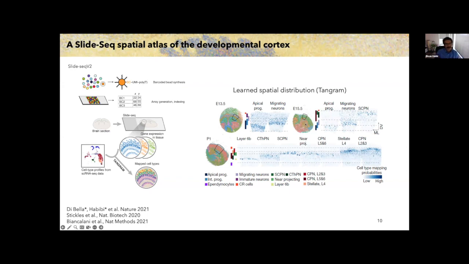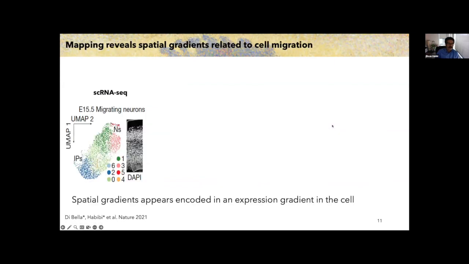So on the left, you can see the learned spatial distribution. You can see nicely that different cell types, deep layer and upper layer, have been placed in their expected position. And also you can see as early as E13.5, we can nicely project the apical progenitors and migrating neurons, and also later on during E15.5.